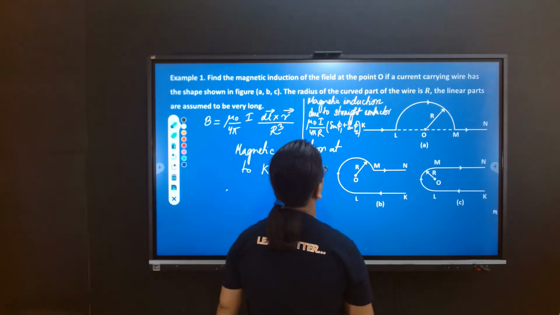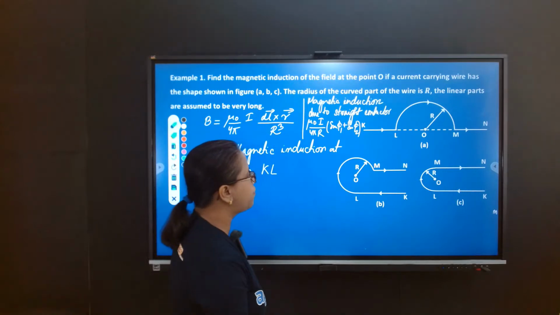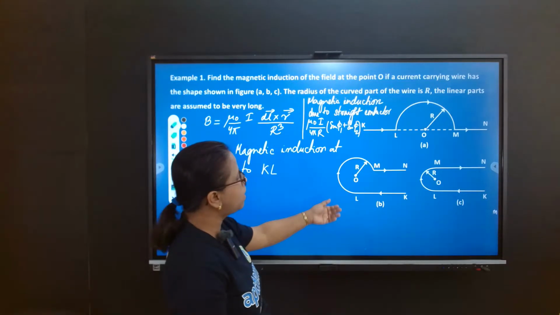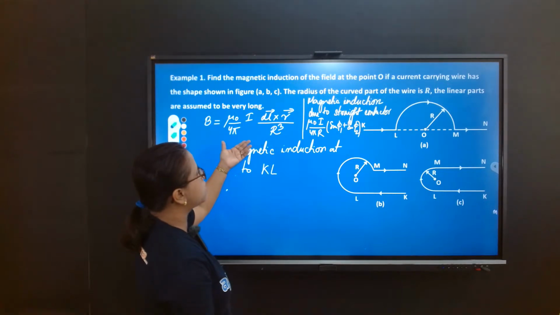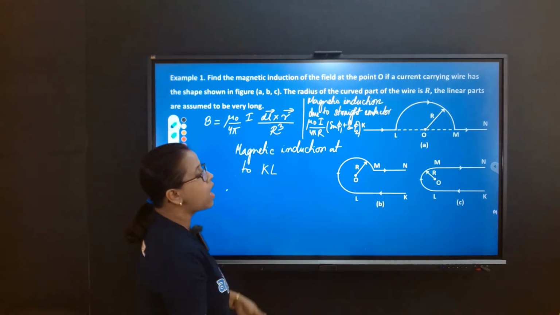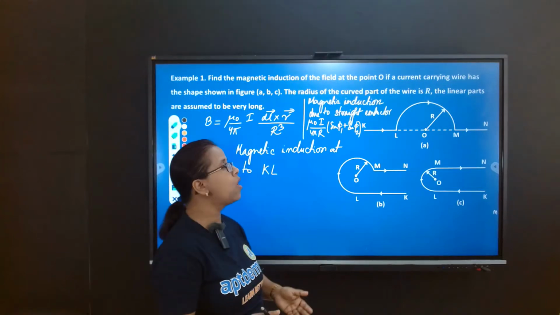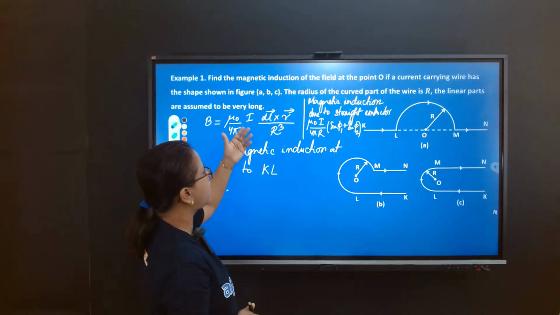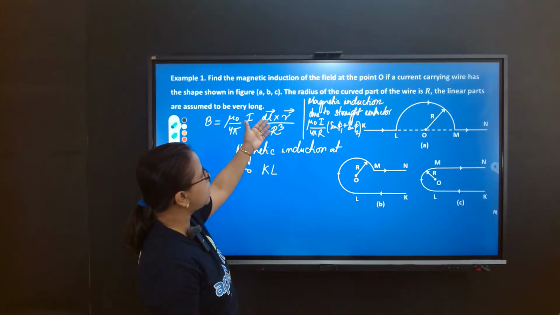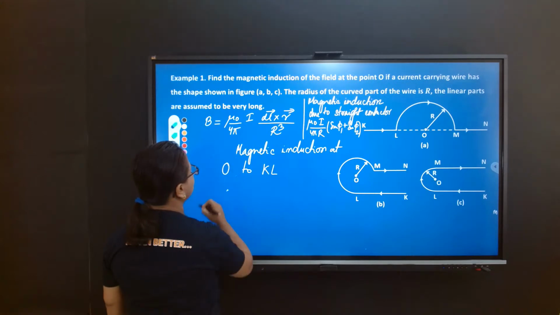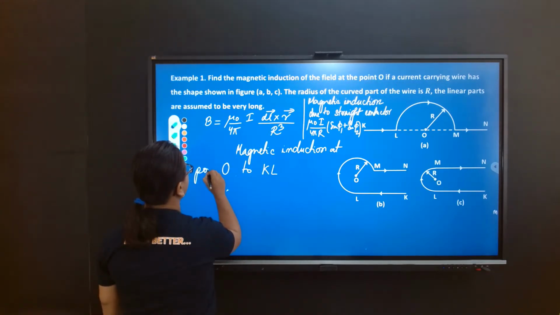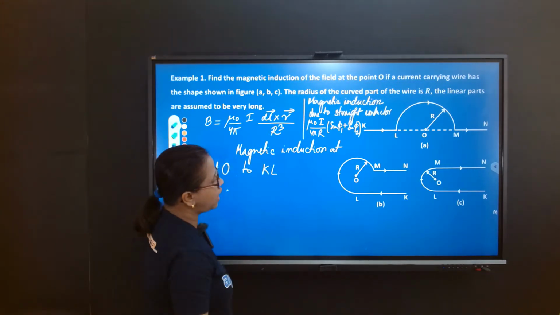Now, proceeding in the similar manner, let's have a look at the figure B. If you take a look at figure B, we are thinking of the same formulas here. The magnetic induction as per Biot-Savart's law is mu naught by 4 pi times I dl vector cross r vector by r cube, and the magnetic induction at the point O due to the element KL.